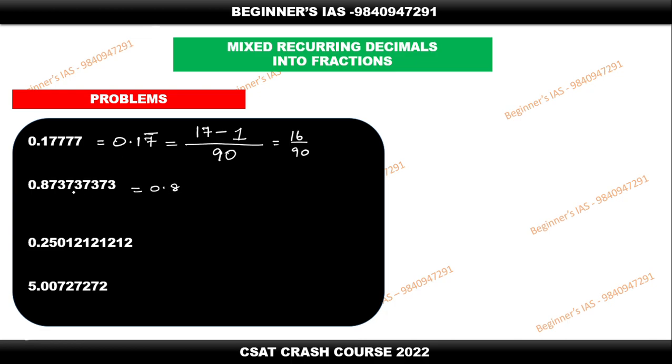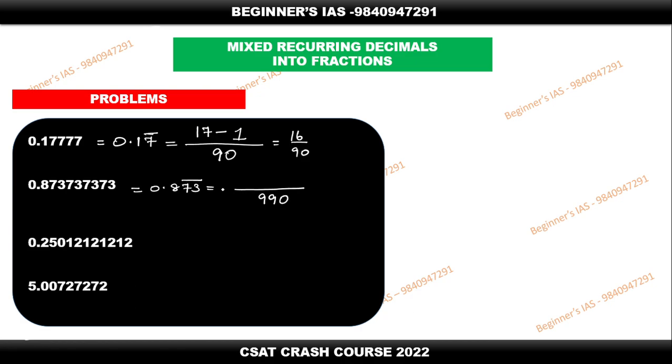0.87373737373. So therefore 73 recurs. So how to write? First of all, remember how many numbers are recurring after decimal? 2 numbers, 7 and 3. Therefore 99 you have to write. So here, how many numbers do not recur? That you need to be very careful. 8, that one number is not recurring, then you have to put a 0.